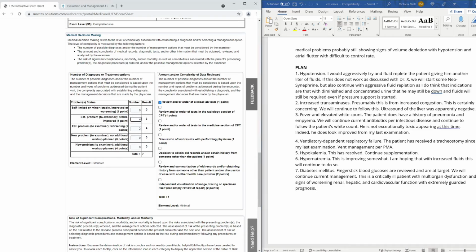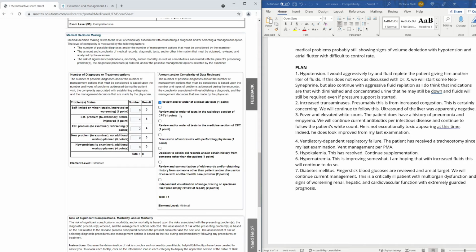So where are we at right here? So we've got a total of 7. We're way above and beyond where we need to be for our extensive number of diagnoses or treatment options. We only need a 4 here to get the extensive, so we definitely have at least an extensive level here. Now, you may have considered things a little bit differently. Again, E&M coding is subjective. You may have a different interpretation than I do.